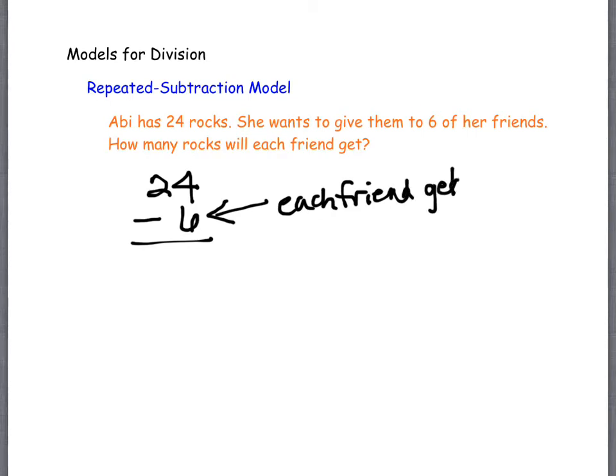Gets 1. Then I have 6 fewer than I started with. So how many rocks do I now have? 18. And then I do it again. I say, okay, great, everybody got 1 rock, but I've got some more left over, so we're going to do it again. So you can almost imagine her going down the line and saying, you pick one.